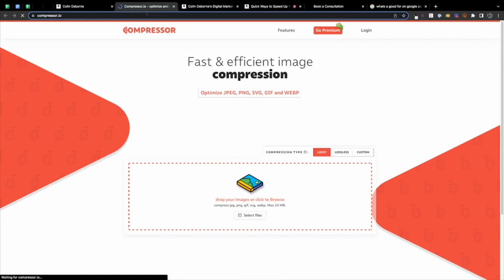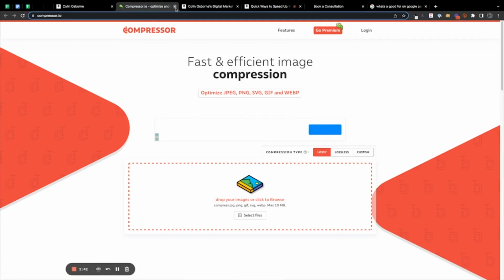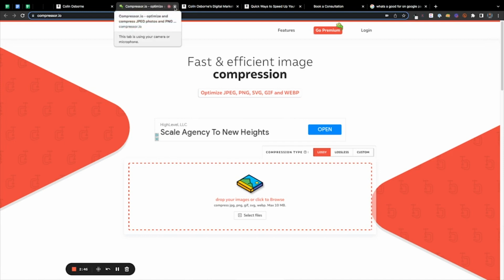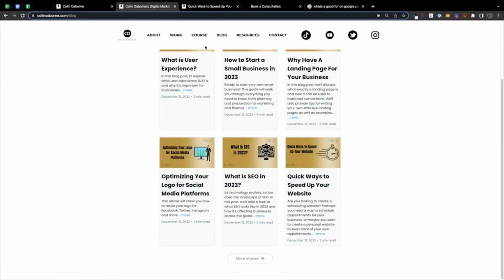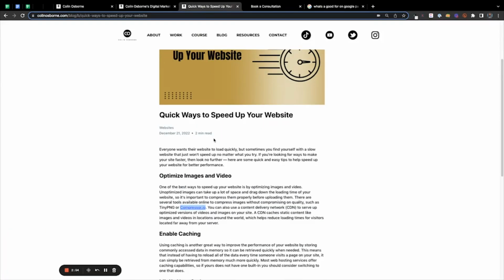You can upload all your pictures and compress those files so that you have a faster loading website. So please take a look at that. It's going to be very valuable, and it'll help you speed up your website. Moving along, enabling caching.